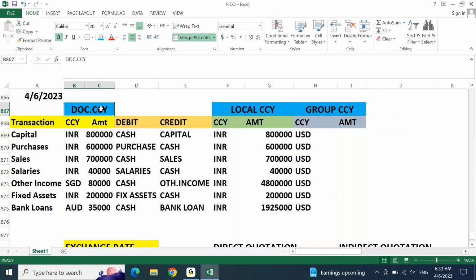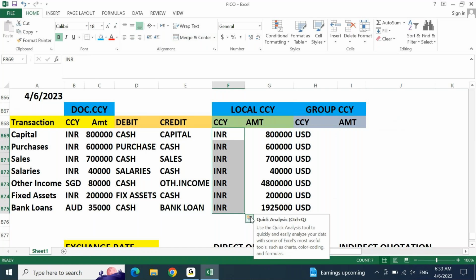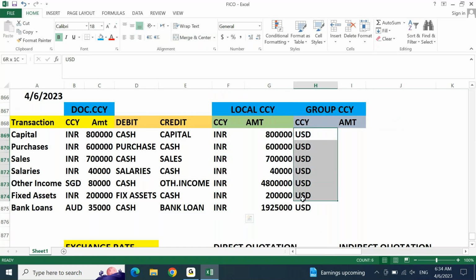Now, in local currency, do you have the same currency everywhere? Yes, it is INR. In group currency, it is the same everywhere. Now, which currency combination exchange rate do we require here? INR to USD. In short, we need the dollar rate. You always talk with foreign currency only.